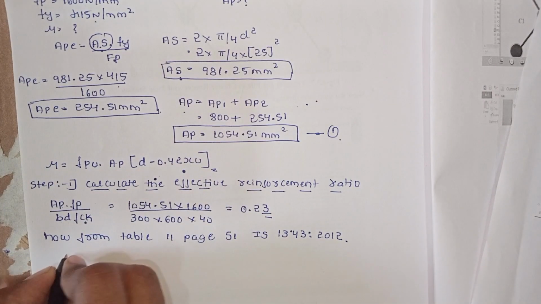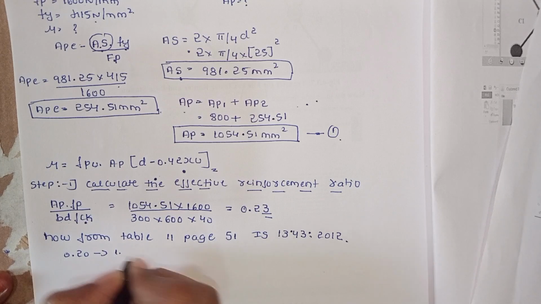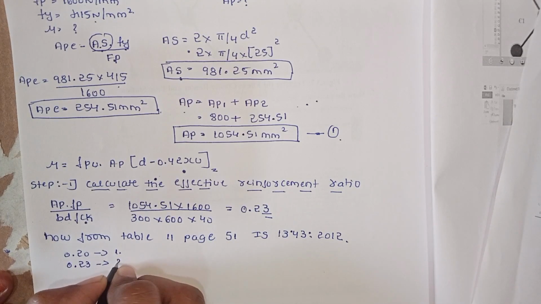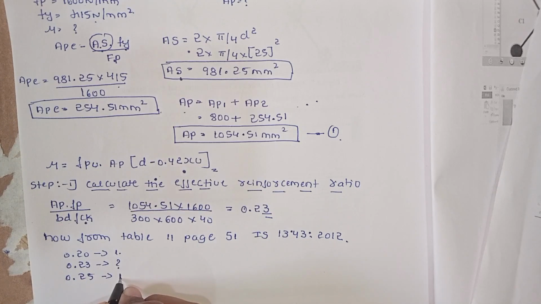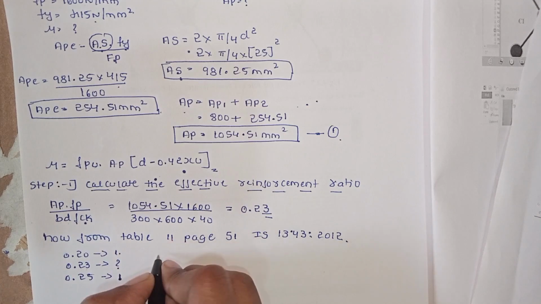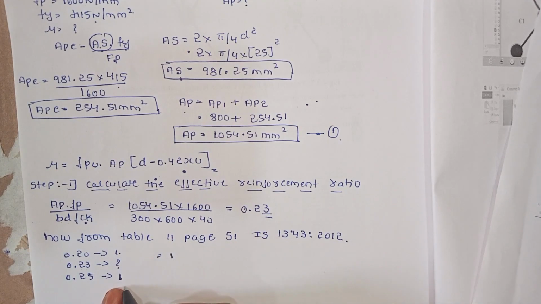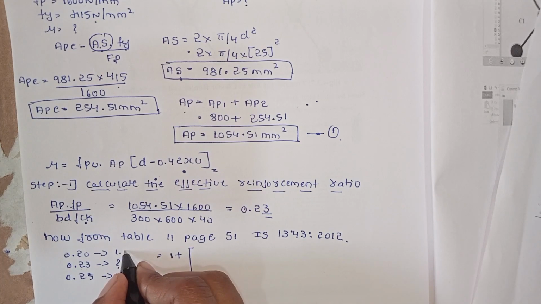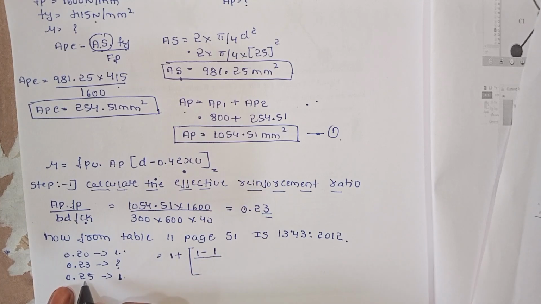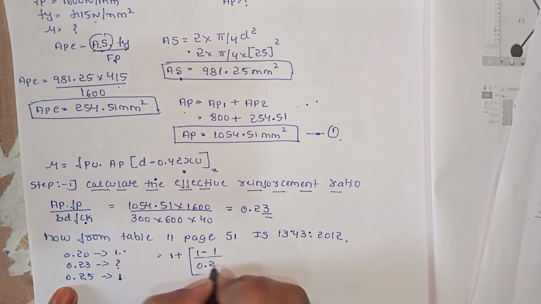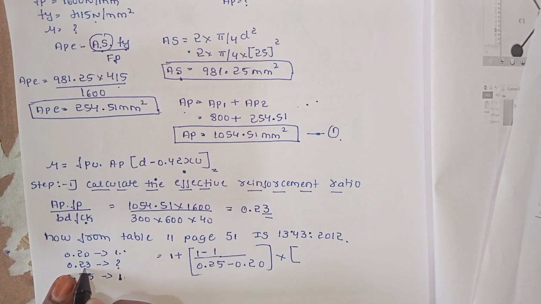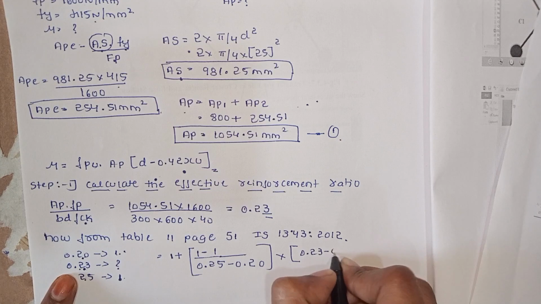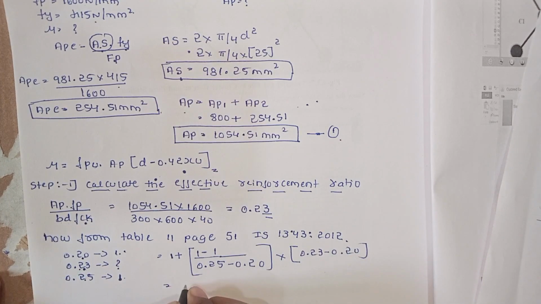Now 0.20 corresponding value is 1, 0.25 corresponding value is 1. We want the 0.23 corresponding value, so question mark. Now with the help of interpolation we find the 0.23 corresponding value. So 1 plus, bracket open, 1 minus 1 divided by 0.25 minus 0.20, bracket close, into 0.23 minus 0.20. Now we got the answer as 1.